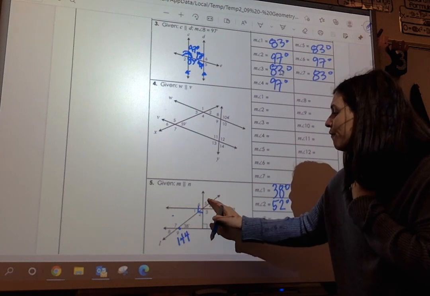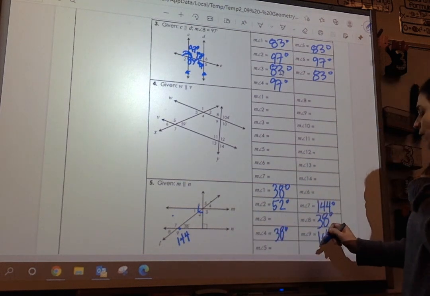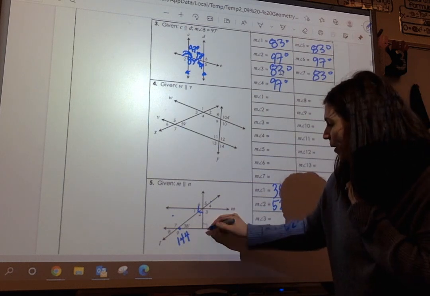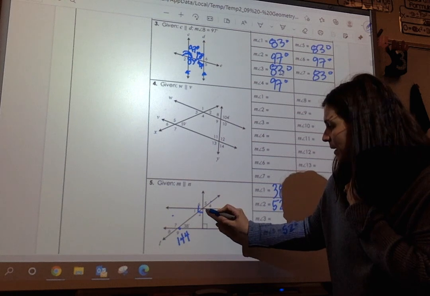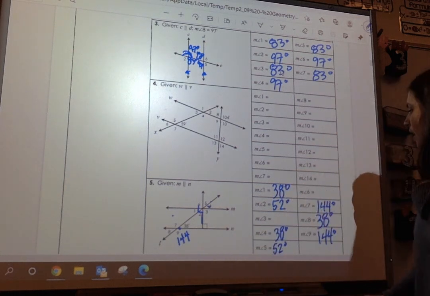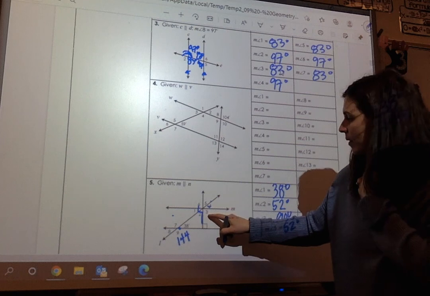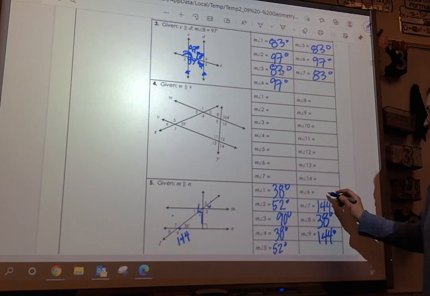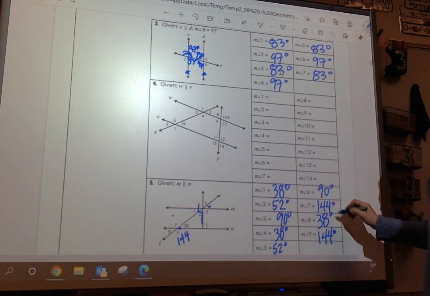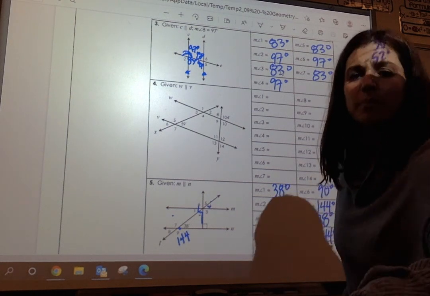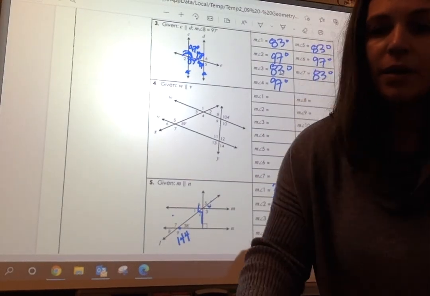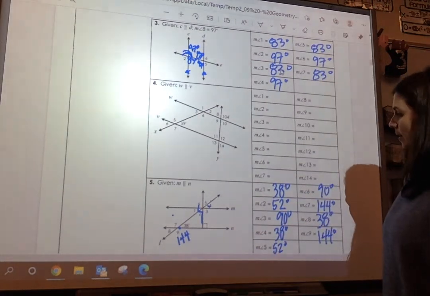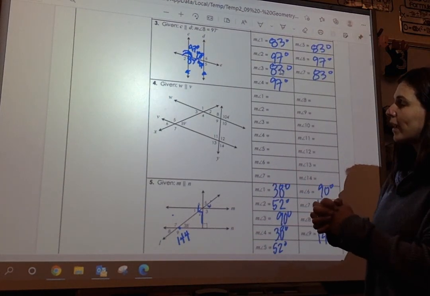I know that 2 and 5 are vertical. So 5 has to be 52 degrees. And if angle 3 is 90 degrees, because these are consecutive interior right here, angle 3 is 90 degrees. Angle 6 is vertical with 3, so angle 6 is 90 degrees. So I just played a little bit at a time to make sure those added up together. So if you have questions or you want to do some more activities on these, we can.